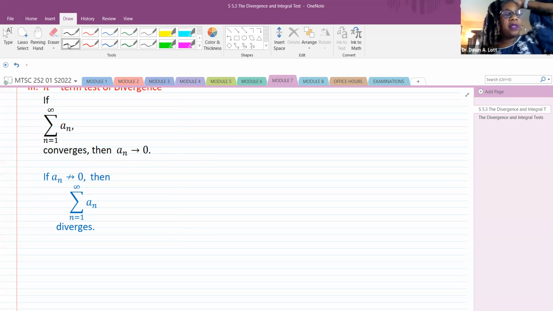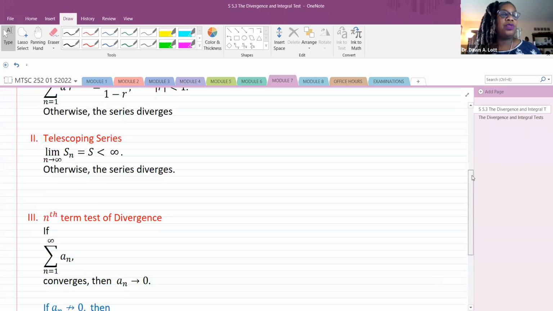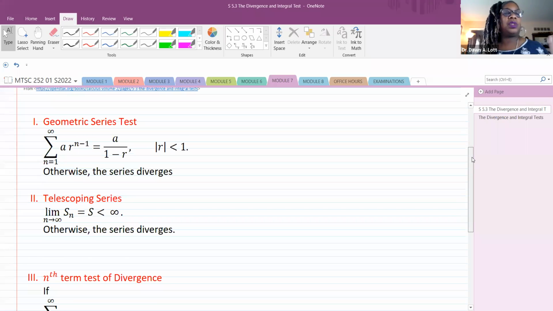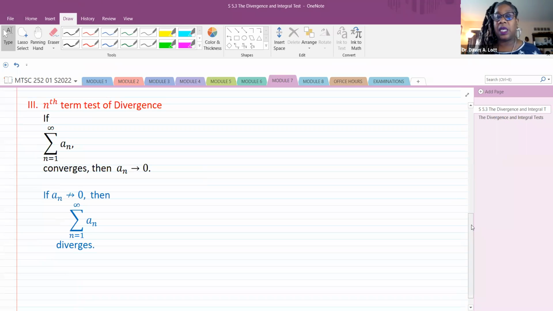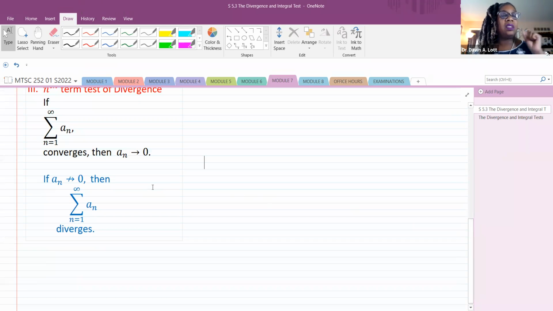So if the nth term does not go to 0, then the series diverges. So this is the nth term test of divergence. The first thing you do is look to see, is this a geometric series? If it's a geometric series, apply the geometric series test. Look to see if it's a telescoping series. If it's not a telescoping series, then we're going to look at the nth term test of divergence. It says, if AN does not go to 0, then the series diverges.